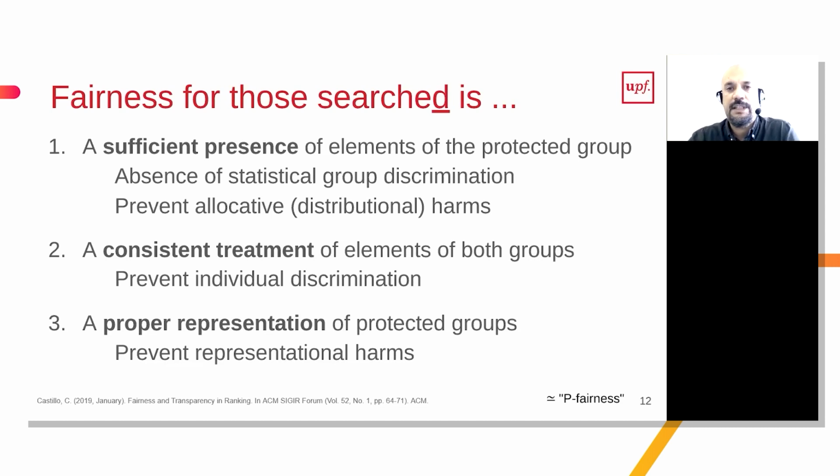Second, there should be a consistent treatment of elements for both groups, right? This prevents individual discrimination. Individual discrimination happens when items are not consistently treated, right? What we want in an information retrieval system is that similar items are ranked similarly. Third, there should be a proper representation of protected groups, which prevents representation harm. This is not so much about the position in which you appear in a ranking, but more about how you are portrayed in that ranking, how you are displayed, how you are represented, right?